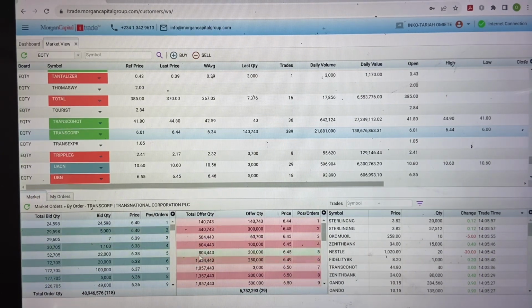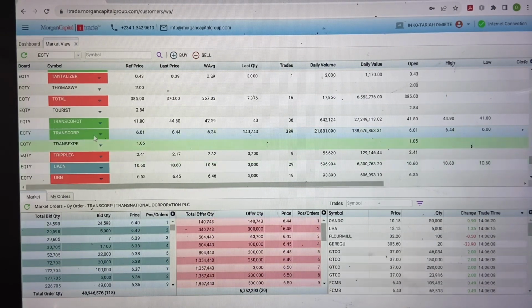With this understanding, you can also see that the lowest offer is on top, automatically arranged. So just as this person wants to sell at 644 naira per share, this other person at the bottom says if it's not 6 naira 61 kobo, they are not going to sell. So this is how this works.